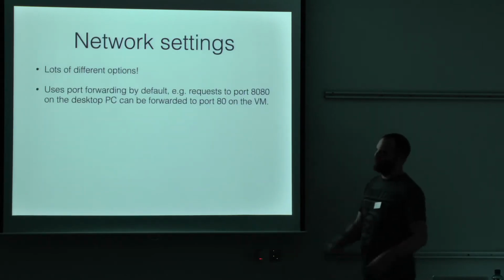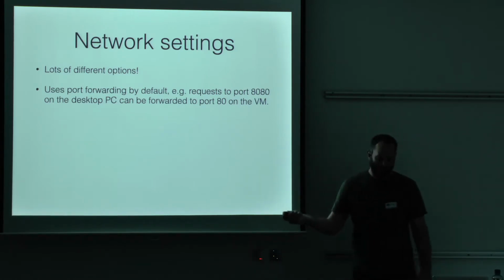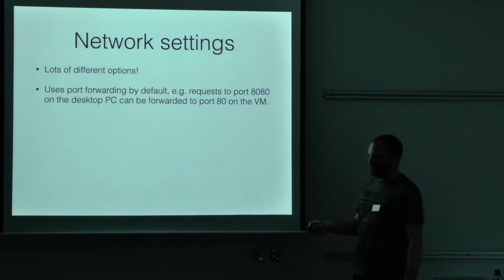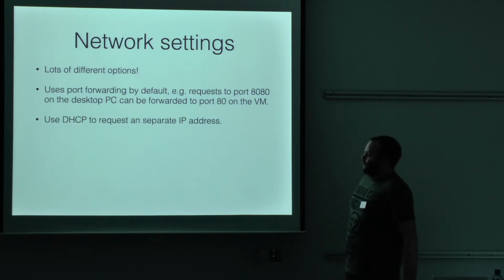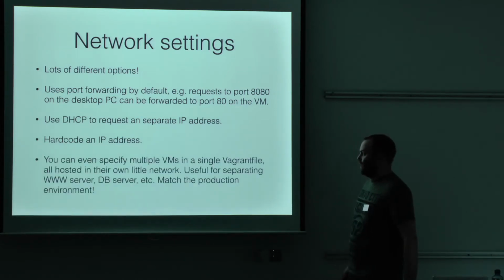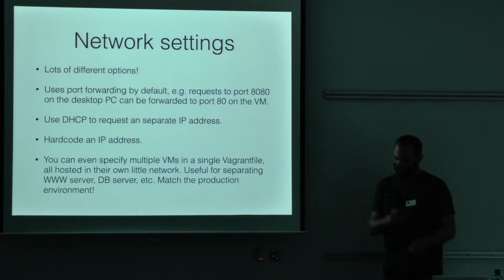Okay, so you can forward any number of ports you would normally use. These are standard settings that are available in VirtualBox anyway. You can set these without going through Vagrant. Vagrant just provides a nice scriptable interface to it. You can also use DHCP if you want. That'll just request a separate IP address when the box starts up, and just grab its own IP from your router, whatever your network setup is. You can hard code an IP address if you really want to. You can specify multiple VMs in a single Vagrant file, all hosted in their own little network, so they can all talk to each other.